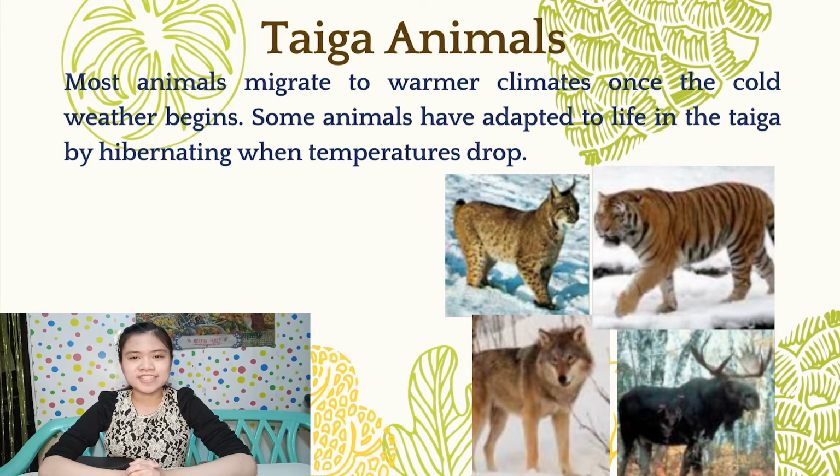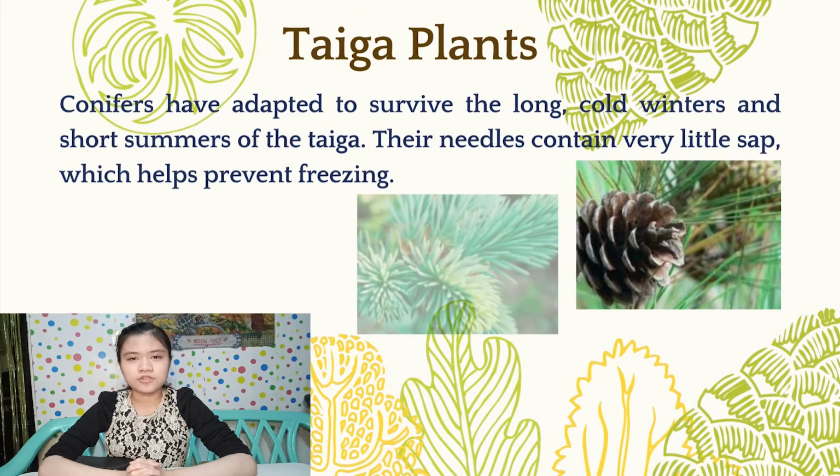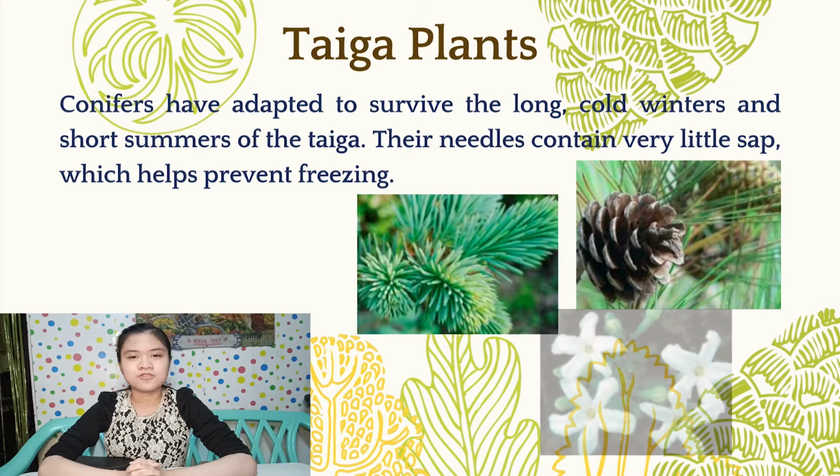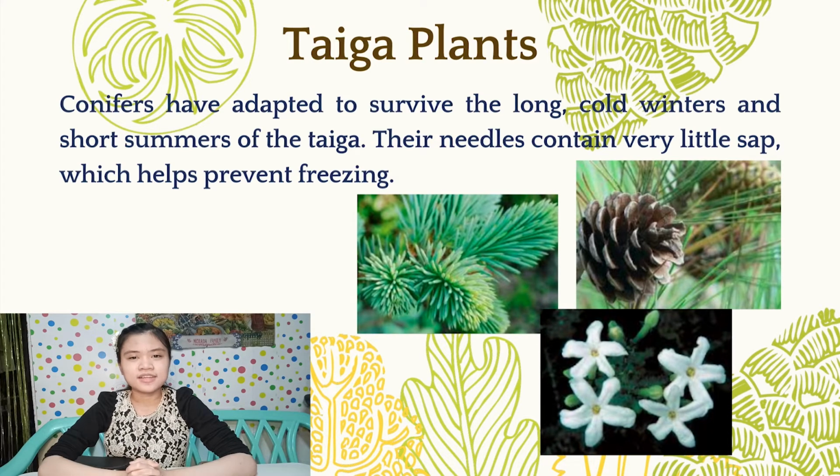Taigas are thick forests. Coniferous trees such as spruce, pine, and fir are common. Conifers have adapted to survive the long, cold winters and short summers in the taiga. Their needles contain very little sap, which helps prevent them from freezing.